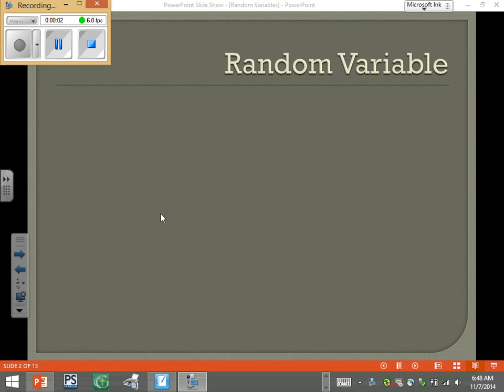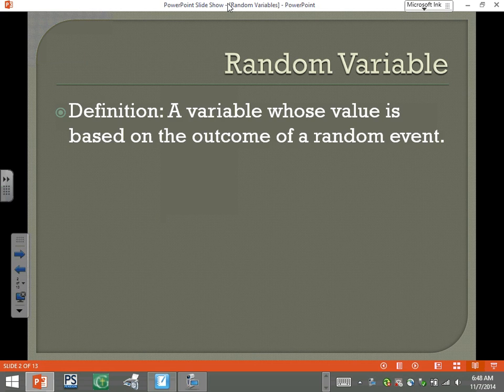Take a look at random variables in this particular video. So a random variable is a variable whose value is based on some kind of random event. Right? We're coming out of this unit on probability. We're going to talk about probability a little bit more, but this is another way to start to use probability and build off of it.